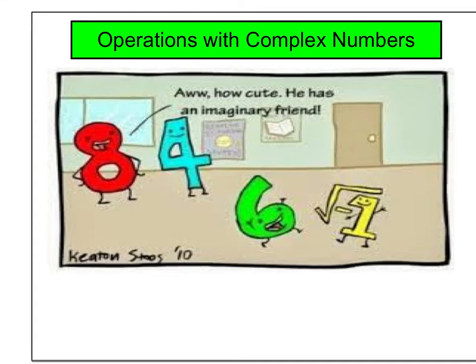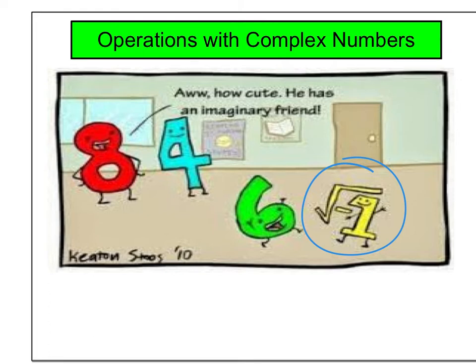All right, hello everybody. We can get into operations with complex numbers now. Hopefully you kind of get the little joke here. He has a little imaginary friend, right? Remember, square roots of negative numbers are imaginary numbers. So the square root of -1 is what we're calling i, right? So that was kind of a little funny little cartoon there, right?